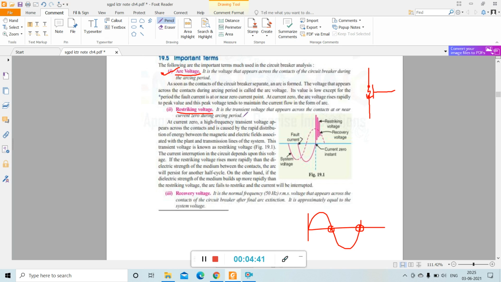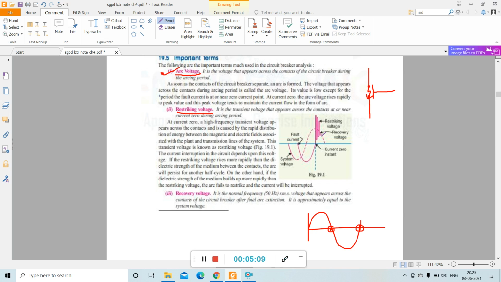So what is this restriking voltage? It is the transient voltage that appears across the contacts at or near current zero during the arcing period. See, this is the transient part shown here. So it is the transient voltage that appears across the contacts at or near current zero during the arcing period.